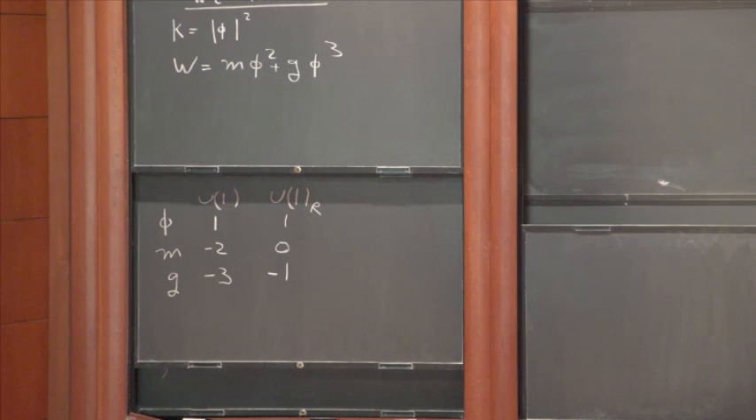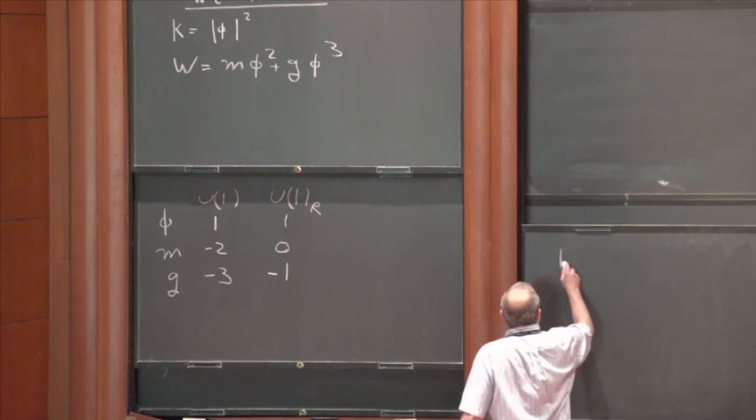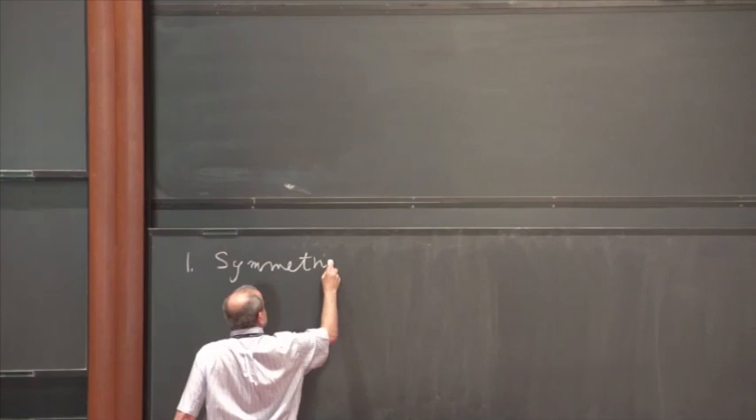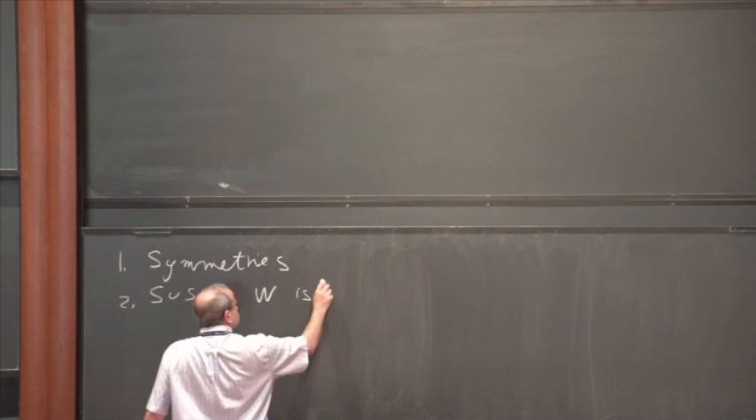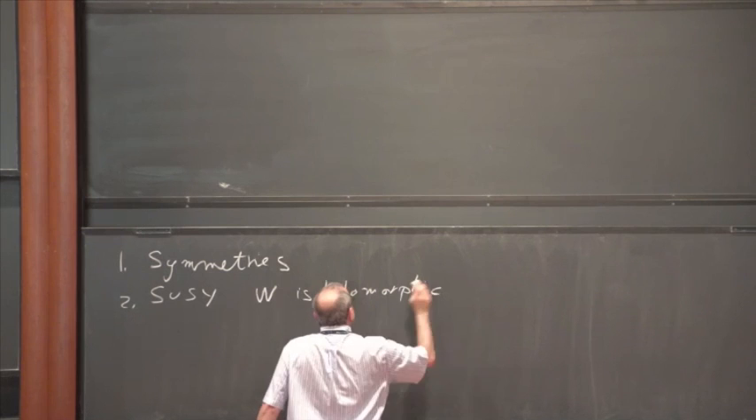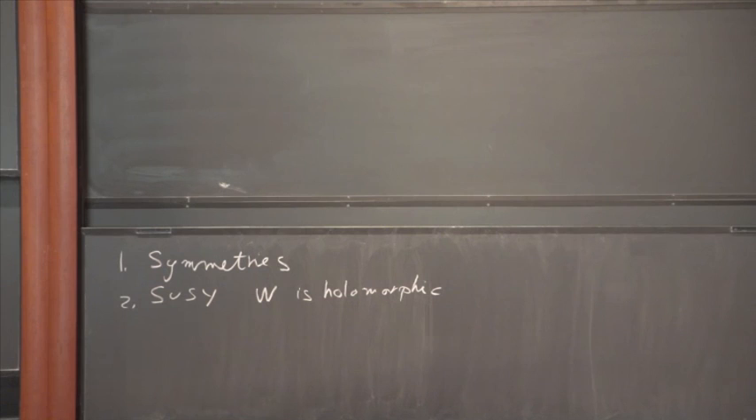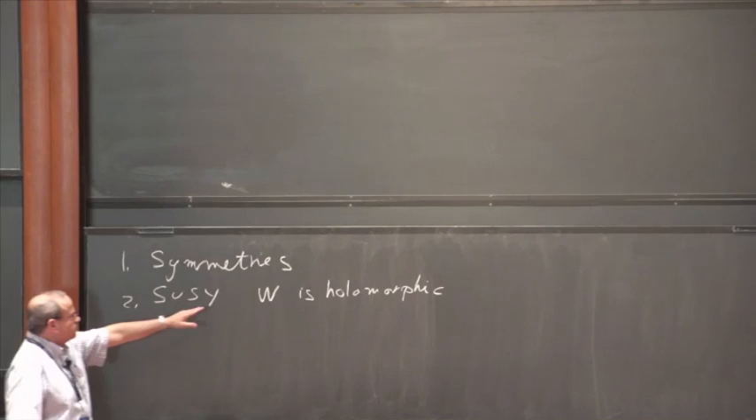So we'll do the same thing here, except that the rules will be slightly modified, and I'll still stick to the same principle. So the rules are, first of all, symmetries. And second, supersymmetry. And in this case, in particular, we'd like to say the W is holomorphic. So if you look at Wess and Bagger, W depends only on chiral superfields and not on anti-chiral superfields. And when we compute a quantity like the superpotential, it should remain holomorphic.